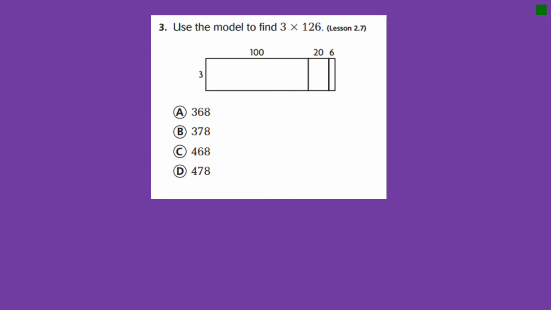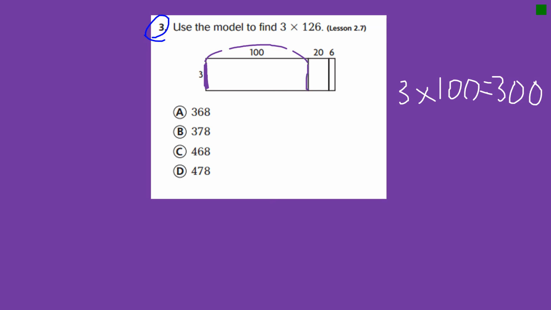All right, this is down here in spiral review. Okay, guys? So in spiral review, we see our lovely model for multiplication. Number 3. Use the model to find 3 times 126. All right, so we have to go section by section, right? That's 3 rows of 100 in the first section. 3 rows of 100 equals 300.